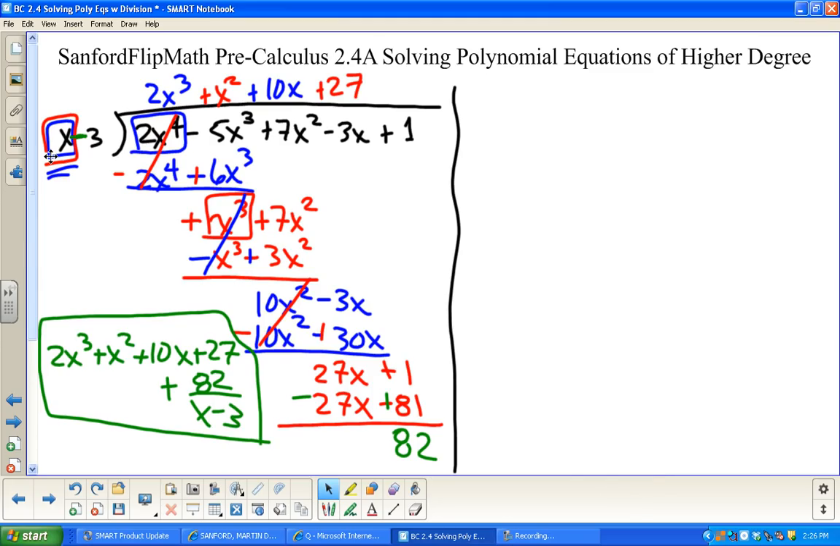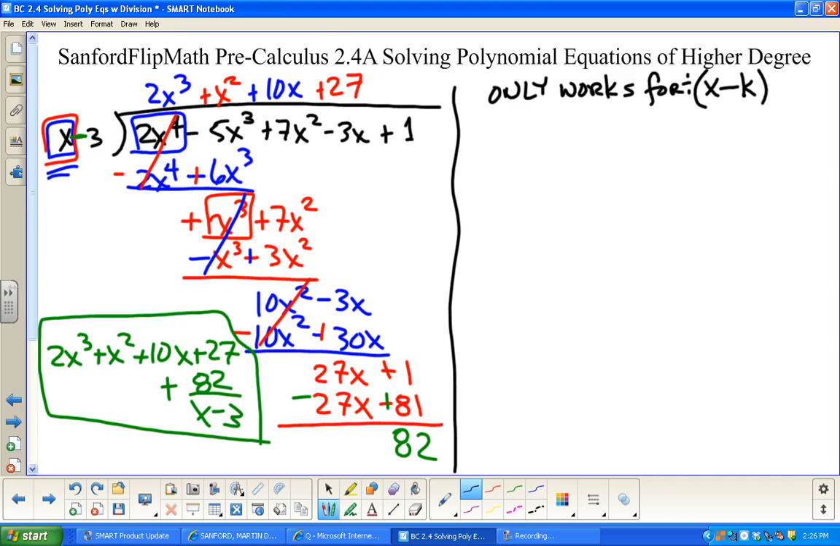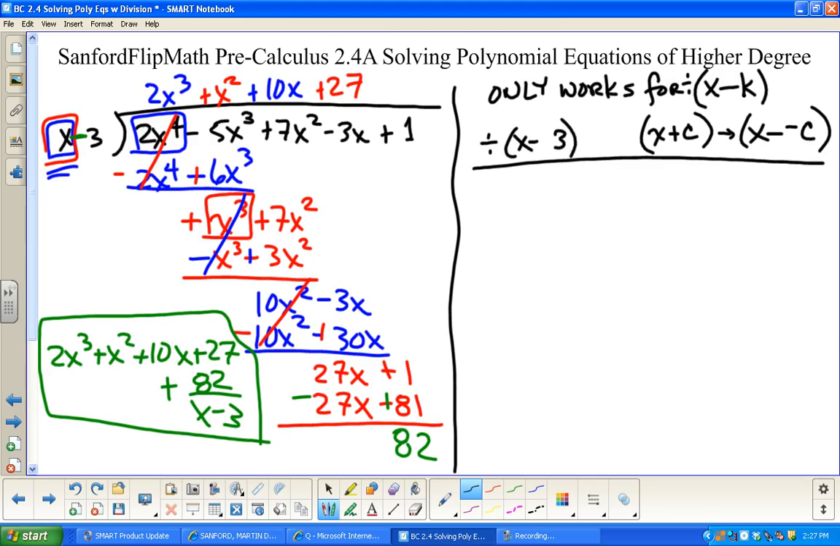Okay. Well, I want to show you a shorthand division, and it only works for when you divide by x minus a number. Now, if you have something that's x plus a number, then you can think of it as x minus a negative version of that number. Same idea, okay? All right, so I'm going to do the same exact problem we just did. Okay, so we divided by x minus 3.